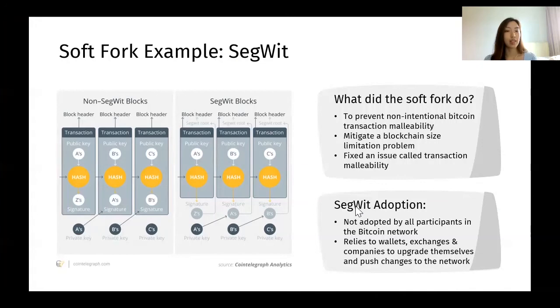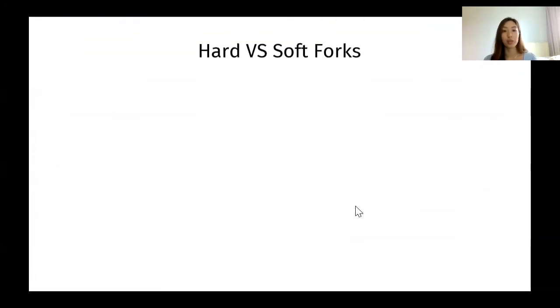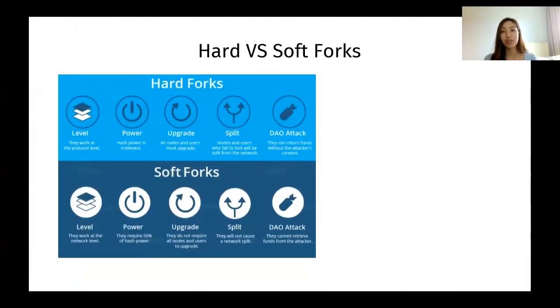And next, let's have a short comparison between the two types of forks. So soft forks are considered the gentler option of the two, but possess their own risks. And the most prominent of these risks is the fact that a soft fork can be used by bad actors to trick full node users and miners into validating blocks that violate the rules of the blockchain.